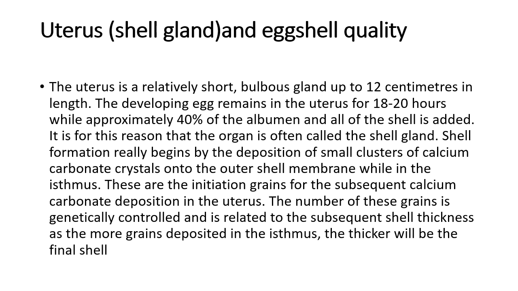The shell formation really begins by the deposition of small clusters of calcium carbonate crystals onto the outer shell membranes while in the isthmus. These are the initiation grains for the subsequent calcium carbonate deposition in the uterus. The number of these grains is genetically controlled and is related to the subsequent shell thickness. The more grains deposited in the isthmus, the thicker will be the final shell.